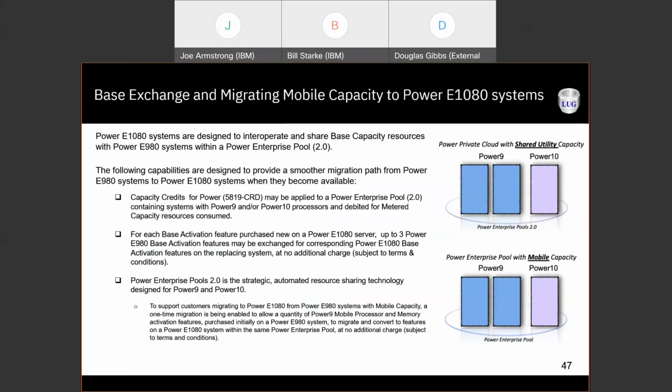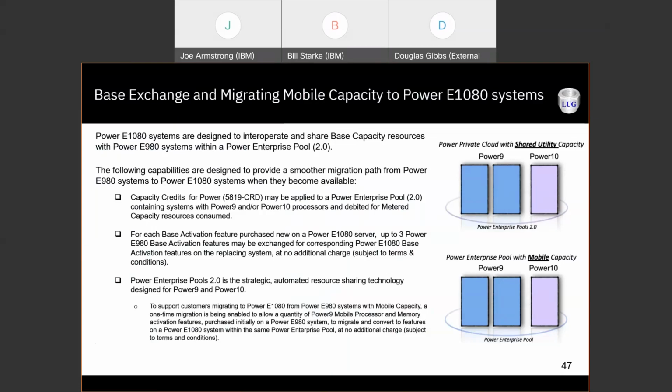Your base processors move over to the Power10 as well, and then your Power9 can come out. All right. If you have mobile activations on Power9, there's a one-time ability to move those Power9 mobile activations to Power10. Now, all this on here is talking about Power9 and Power10.